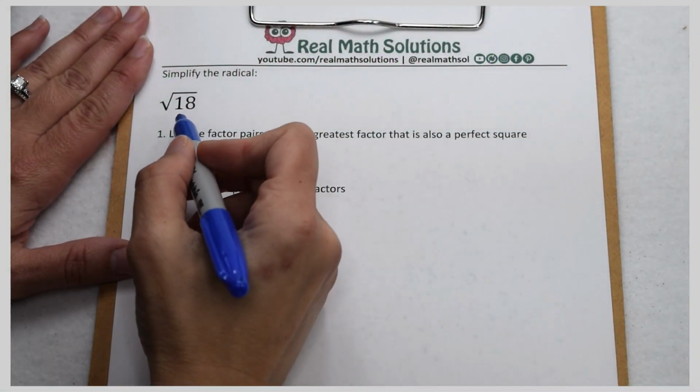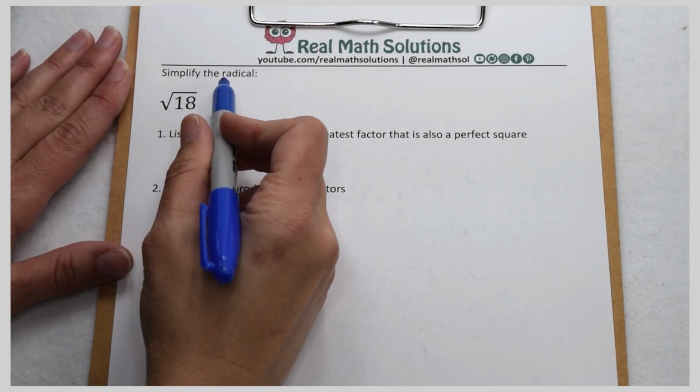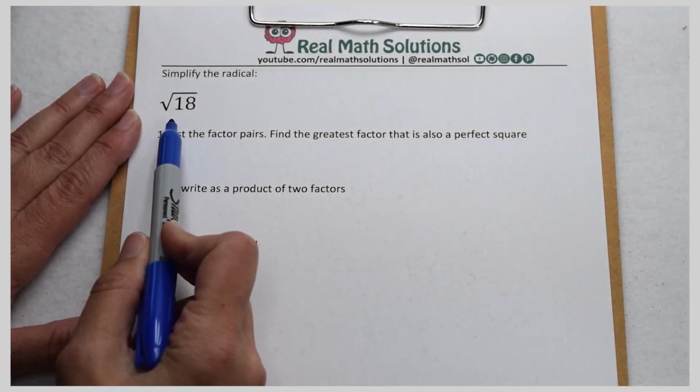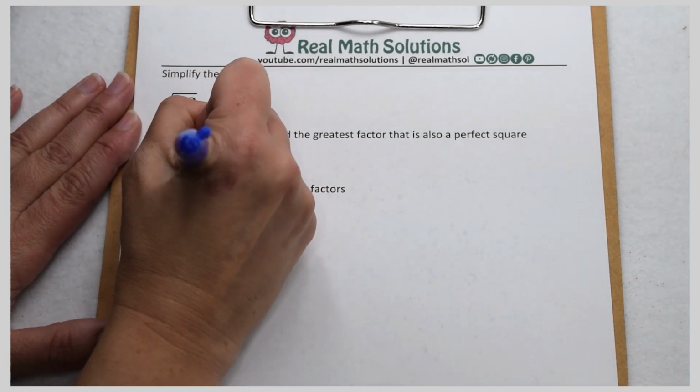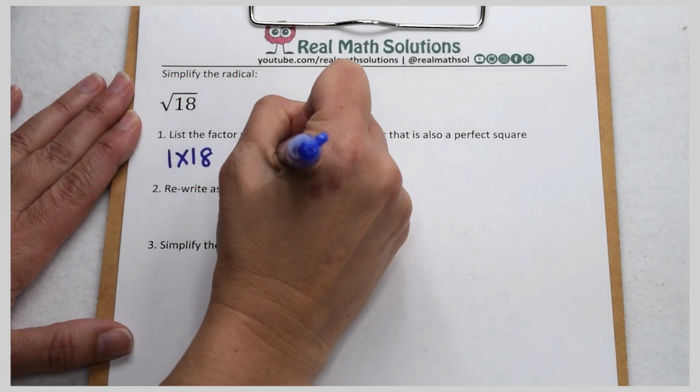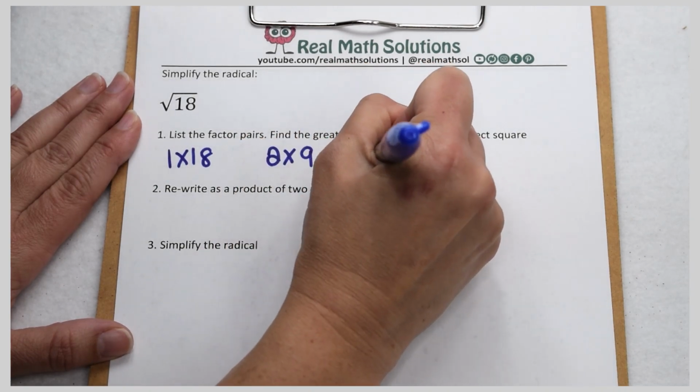Estimating the square root of a number if it's not a perfect square, we can also simplify the radical. So we're going to simplify the square root of 18. To do that, we're going to start by listing all of its factor pairs. Well, factor pairs of 18 include 1 and 18, 2 and 9, and 3 and 6.